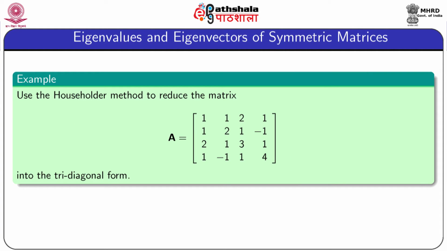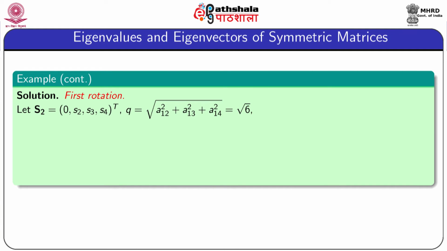Now, the Householder method is explained by considering this matrix. The problem is to reduce the matrix A of order 4 by 4 into tridiagonal form using the Householder method. In the first rotation, the rotational vector S2 is taken as a column vector whose first element is 0 and other elements are S2, S3, S4, and the intermediate element Q is defined by the sum of squares of the elements of the first row except the first element, and this is equal to root 6.